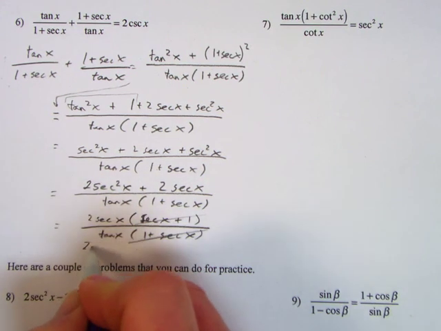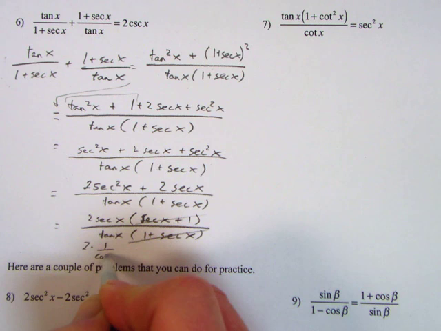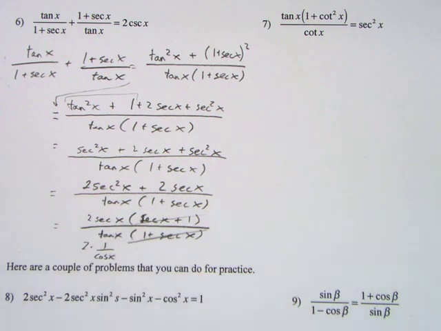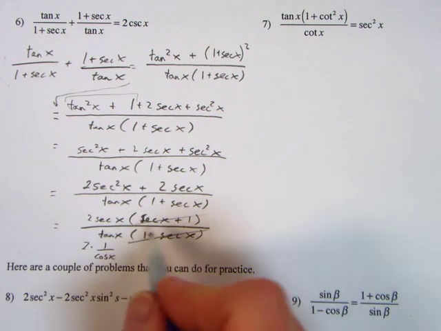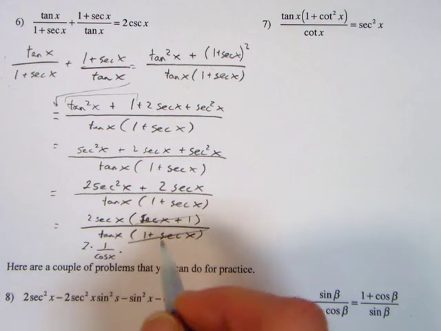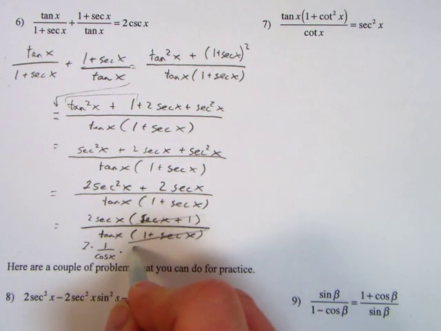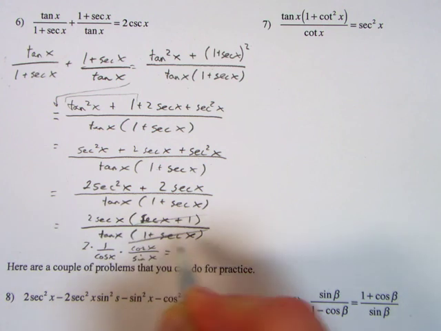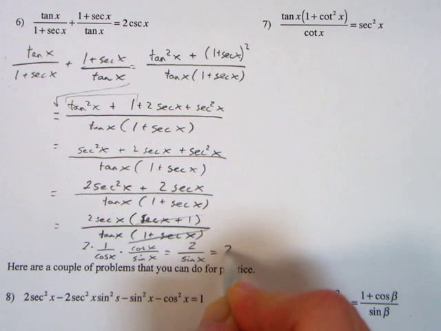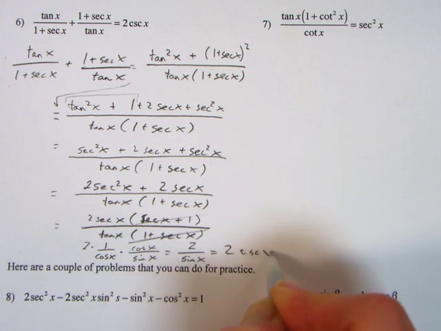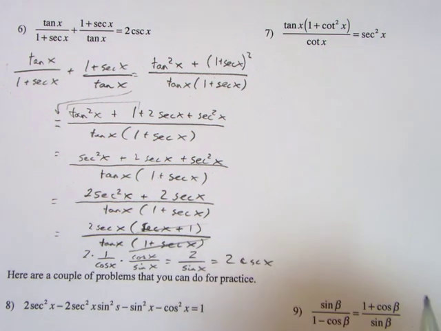So that would be 2 times 1 over cosine. I didn't leave myself quite enough room here. And I'm going to be multiplying by the reciprocal of tangent, which will be cosine over sine. So I'm going to be left with 2 over sine, and that gives us 2 cosecant, and we're done.